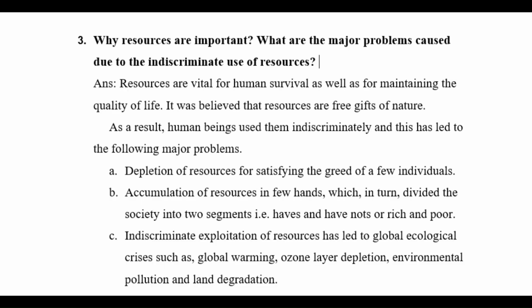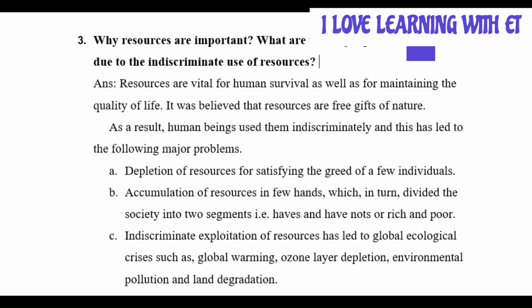3. Why are resources important? What are the major problems caused due to the indiscriminate use of resources? Answer. Resources are vital for human survival as well as for maintaining the quality of life. It was believed that resources are free gifts of nature. As a result, human beings use them indiscriminately, and this has led to the following major problems.